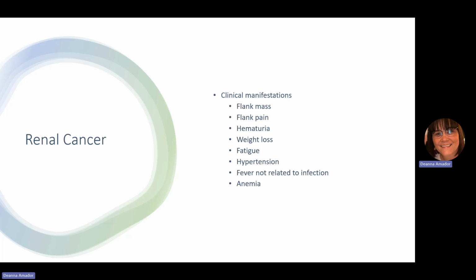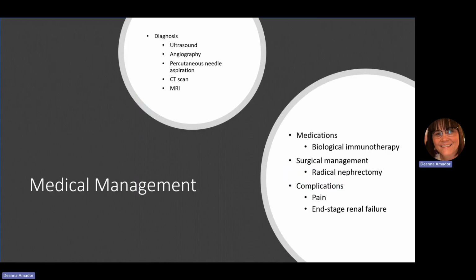So our medical management then for diagnosis, let me change the slide. For diagnosis, you would have ultrasound, angiography. They could do percutaneous needle aspiration, CT scan, or MRI. And then for treating this, you would have biological immunotherapy. There could be surgical management, which would be a radical nephrectomy, and that would involve removing the entire affected kidney. A lot of times that is what they end up doing, this radical nephrectomy or removing the entire kidney.